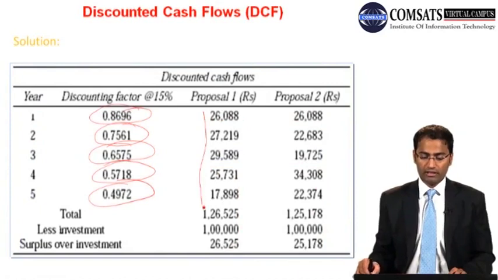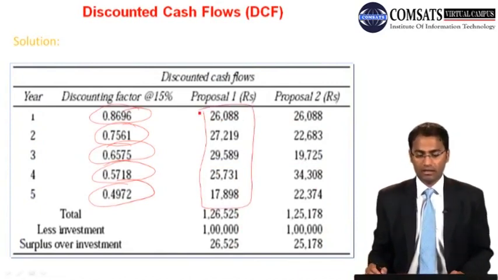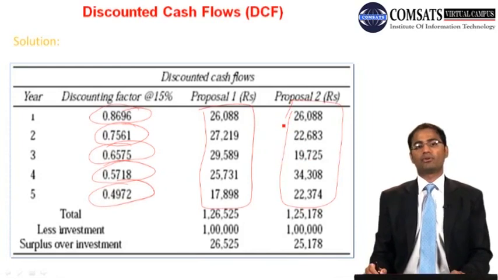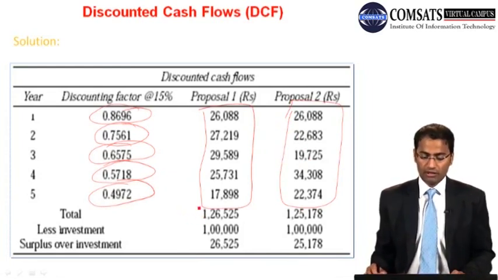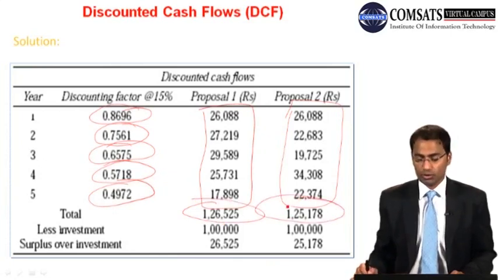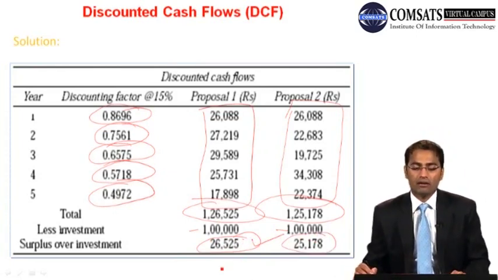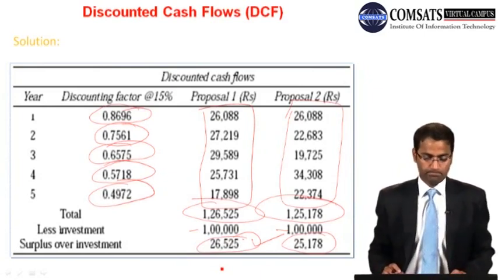Okay, so if we apply these discount rates to our cash inflows, we come across these discounted cash inflows, and then we have these discounted cash flows for proposal number 2. So the total is 126,525 for proposal number 1 and 125,178 for proposal number 2. Less investment, because this is expenditure, so we have surplus of 26,525 and 25,178. So this one is higher, so we will select proposal number 1 for this type of data, and hence this method is used for selection of the project.